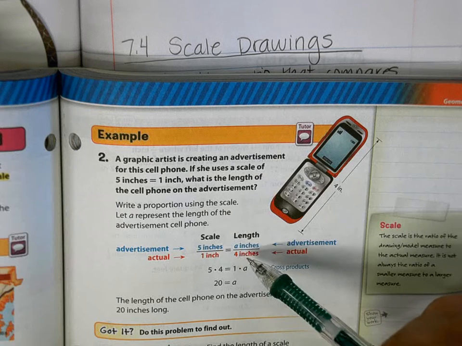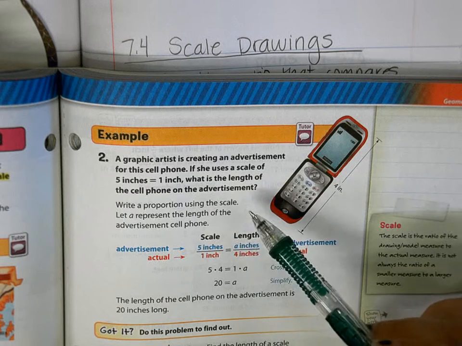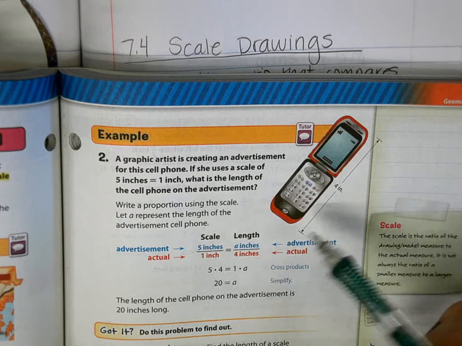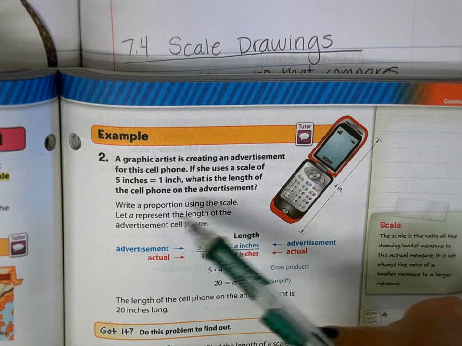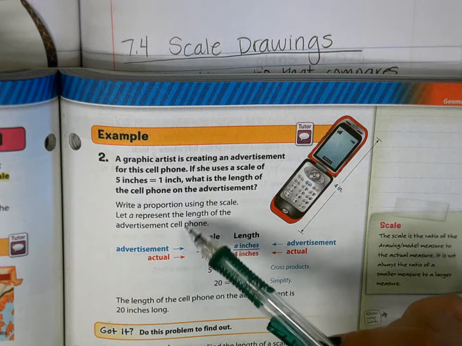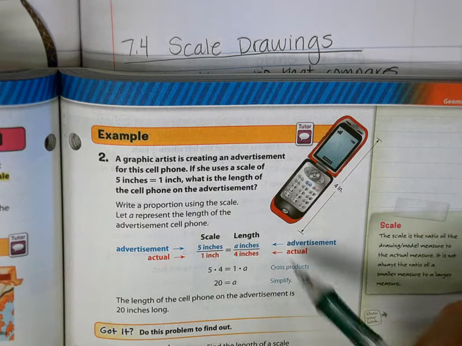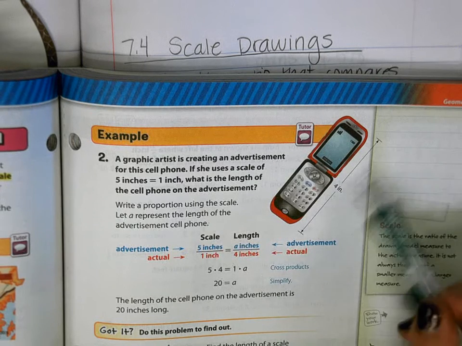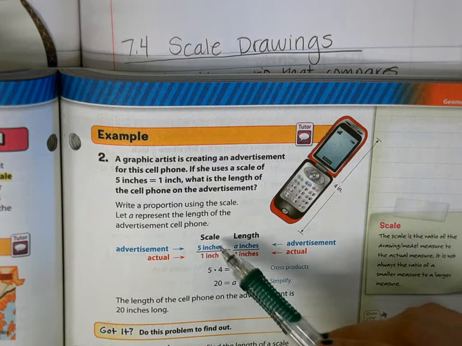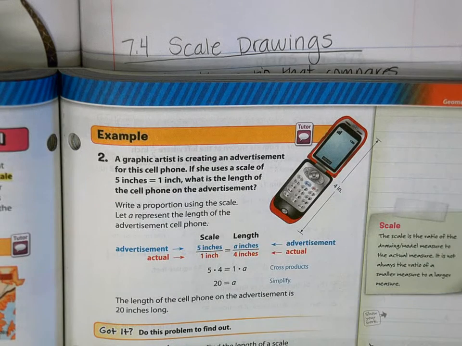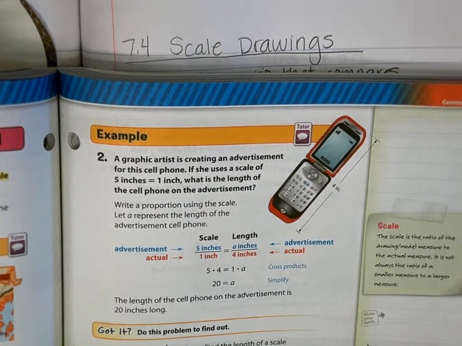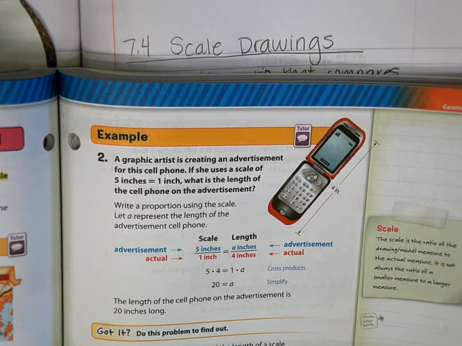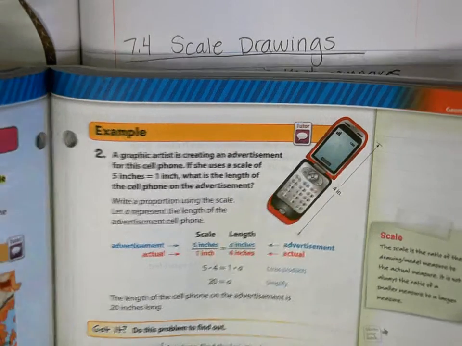5 inches is the advertisement, and then they want to figure out here, write a proportion using the scale. They want to know the length of the advertisement, okay? So this is the setup. So here's the picture, and then we have 4 inches, and you guys already see, all of you are going, I know, 4 times 5, right? You already know that, okay? So the length of the cell phone on the advertisement is 20 inches, and then here's the math.